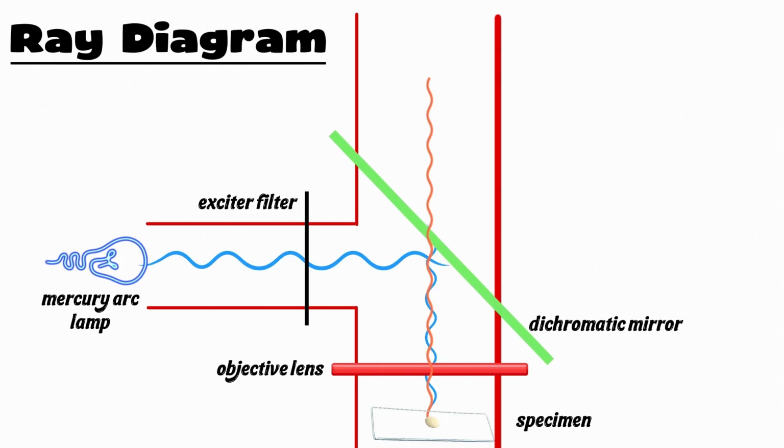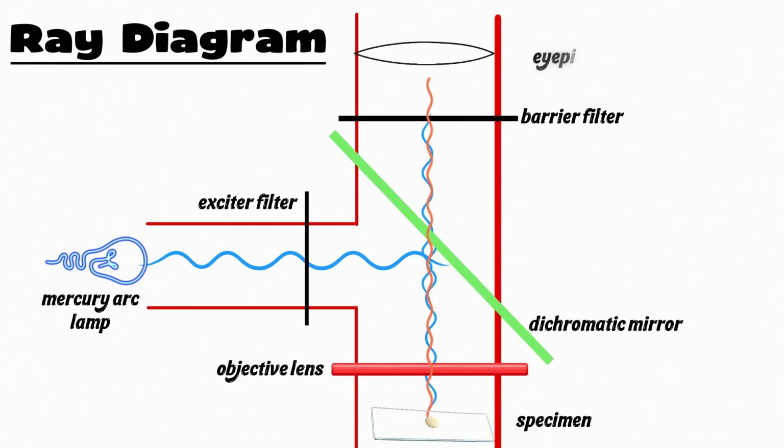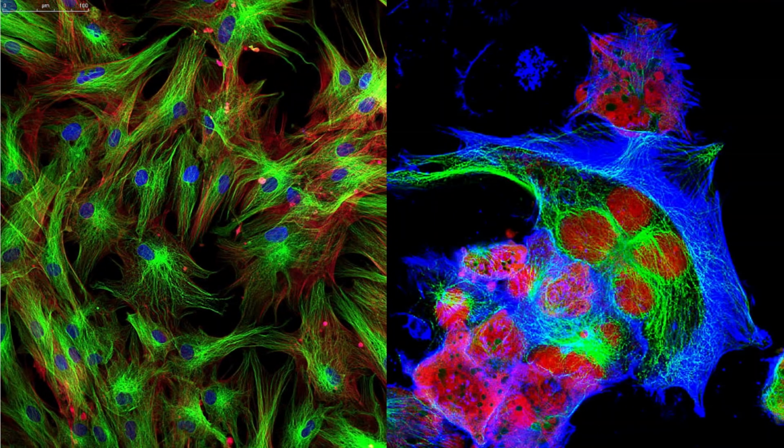Since its wavelength is now longer than the excitation light, it passes through the mirror instead of being reflected. The light then passes through the barrier filter. As the name indicates, this filter acts as a barrier by blocking any remaining excitation light while allowing only the emitted fluorescent light to pass. Finally, the purified fluorescent light reaches the eyepiece or camera detector, producing a bright, high-contrast image in which only the fluorescently labeled structures are visible against a dark background.